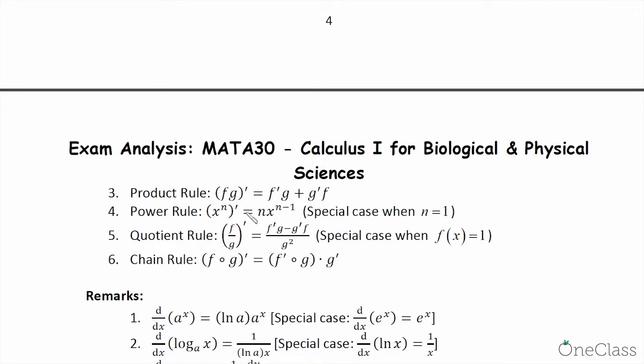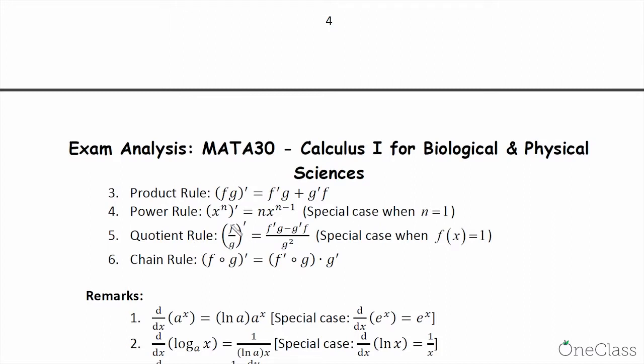Power rule, this one you should be all too familiar with. You just bring the power, the exponent n, down and then subtract 1. So n x to the power of n minus 1. A special case is when n equals 1, as you can see. So that's the simple case when it's just x and the derivative is just 1.